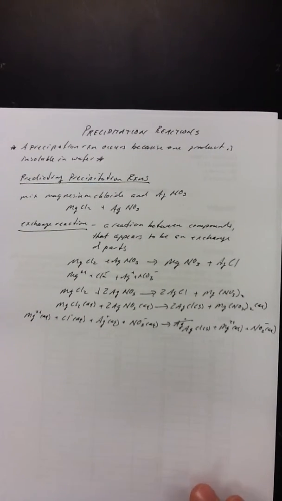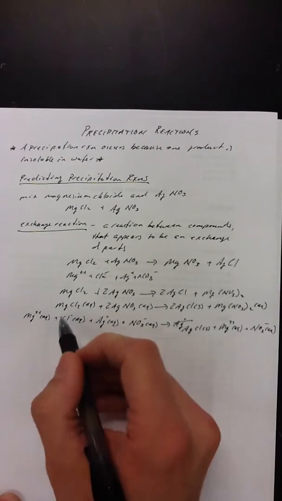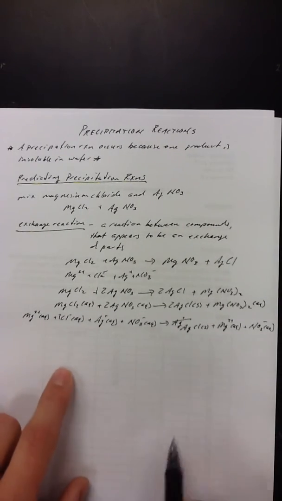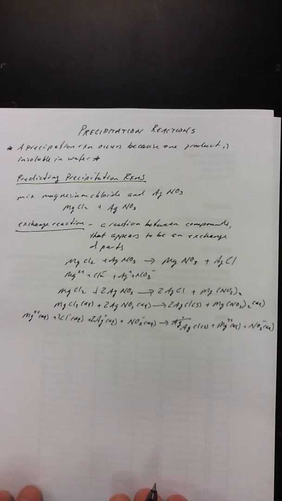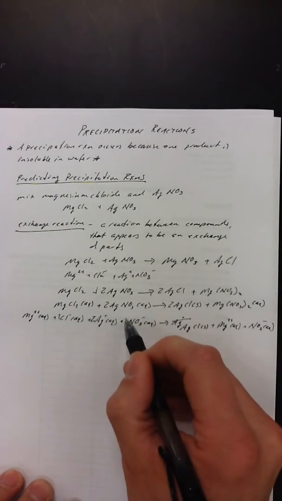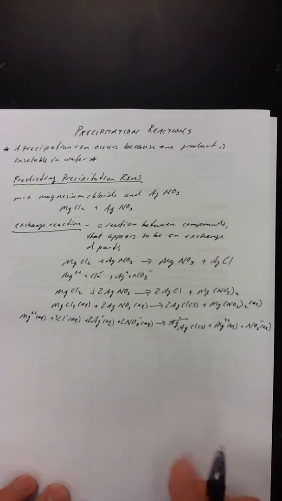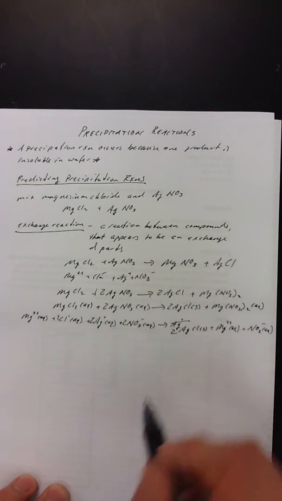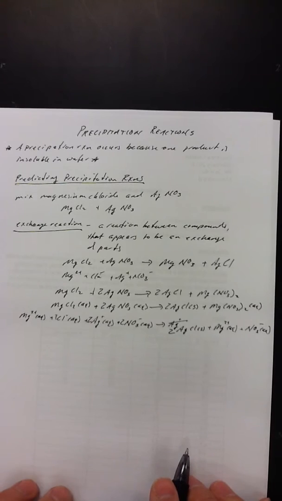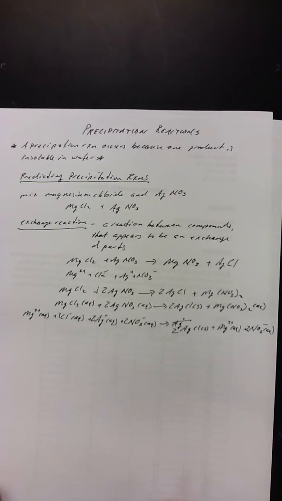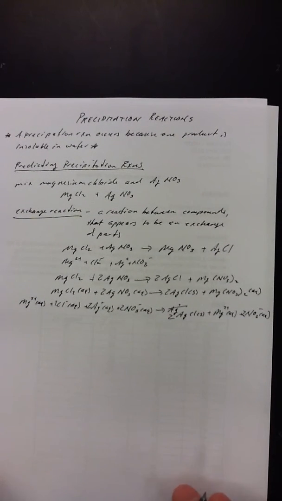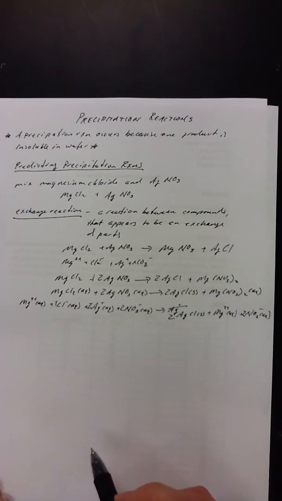So we can balance these according to how many chloride ions there are. There are 2 over there, 2 silver, 2 nitrate, 2 of the silver chloride, and lastly 2 nitrate. So now we have a complete ionic equation. What we need to do is write the net ionic equation.